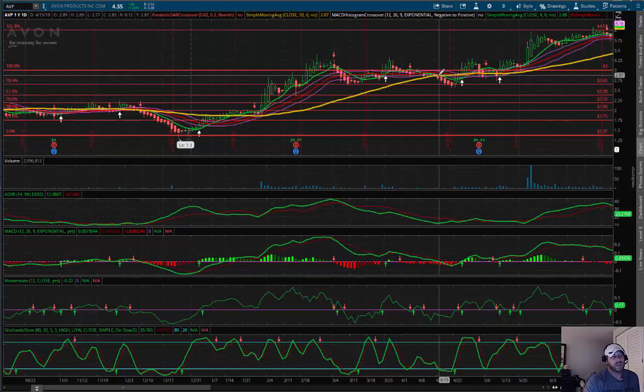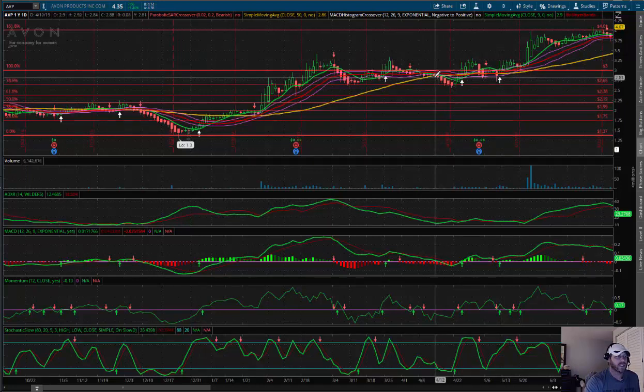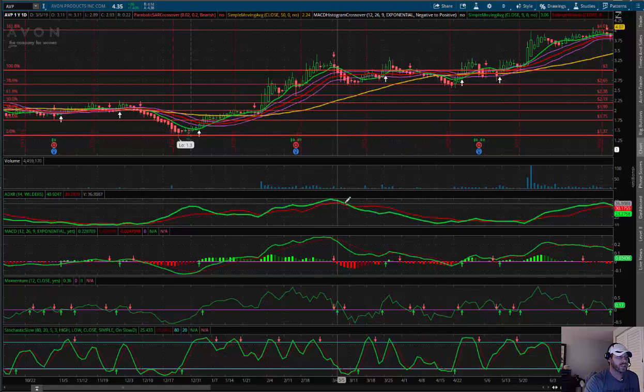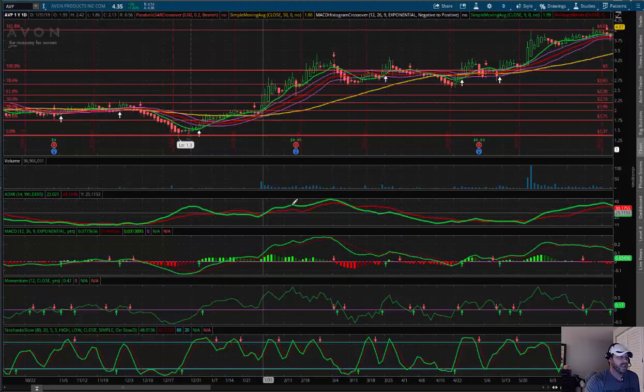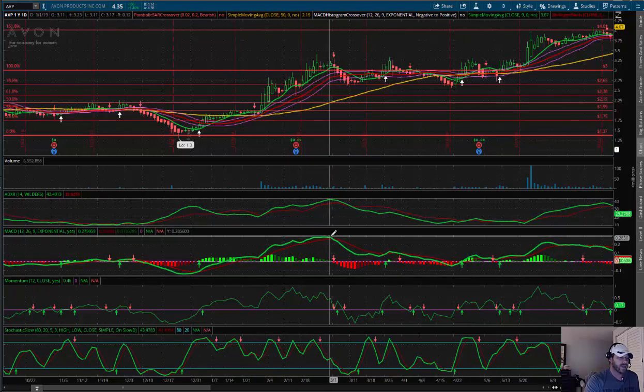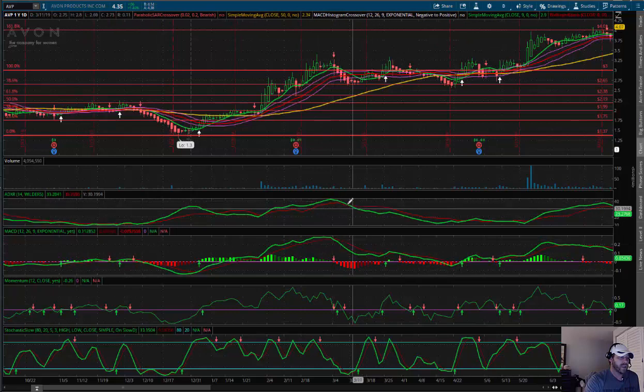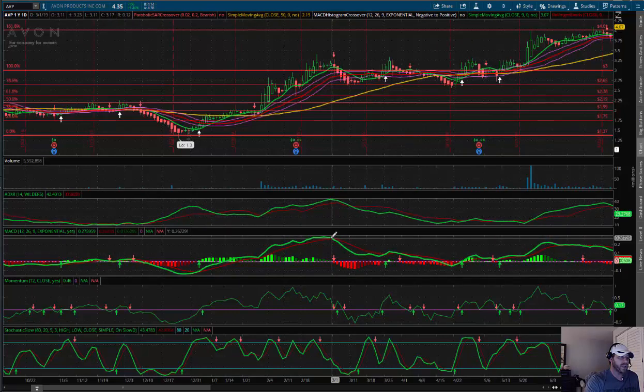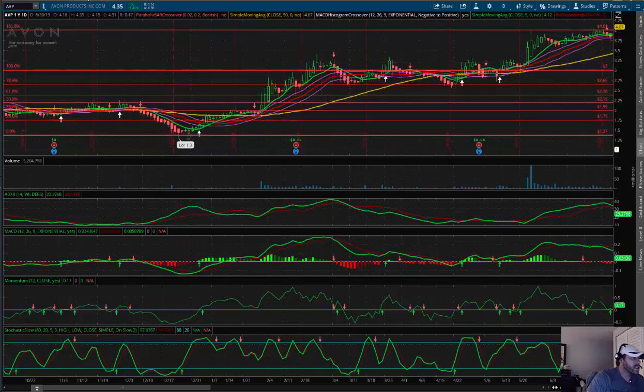I personally like the MACD crossover. It tells you a little bit more. The MACD happened before the ADX, and that way you could have caught it a little bit earlier, which would have been right in this area right here. Let's see what else. That's Avon, by the way. Let's see what else we have.